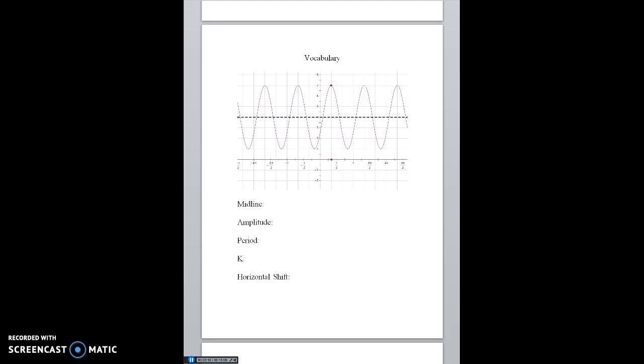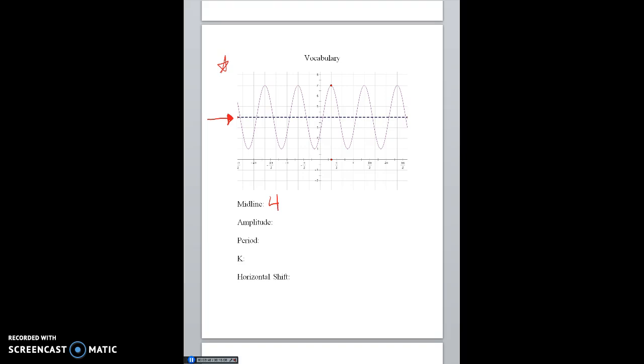We can make a bunch of different transformations to trig functions, and that's what the graphing part of this unit is about. On this page, I have just graphed a random trig function just so we can get some vocabulary down. The midline is halfway between the minimum and the maximum value. It's usually represented by a dotted line. In this case, the midline is 4. So y equals 4.